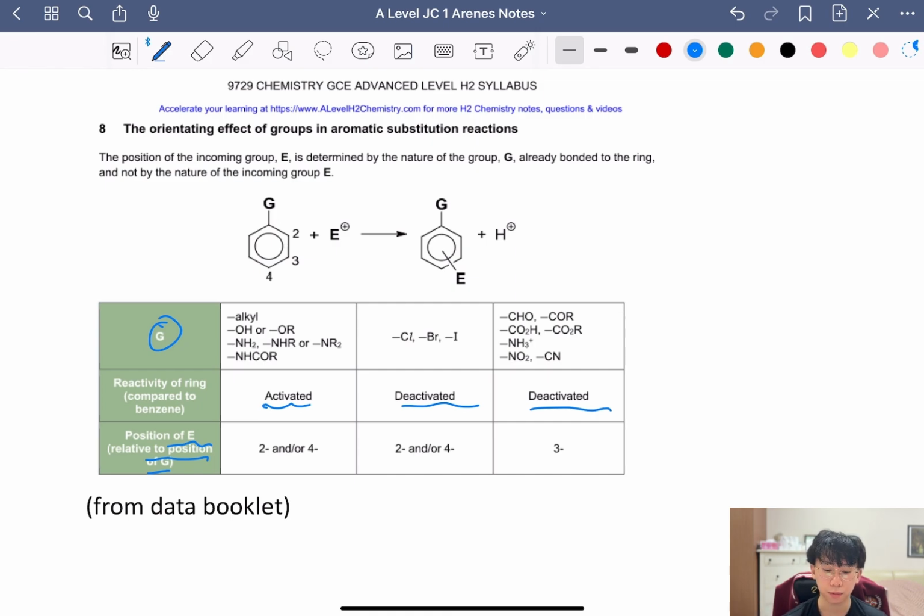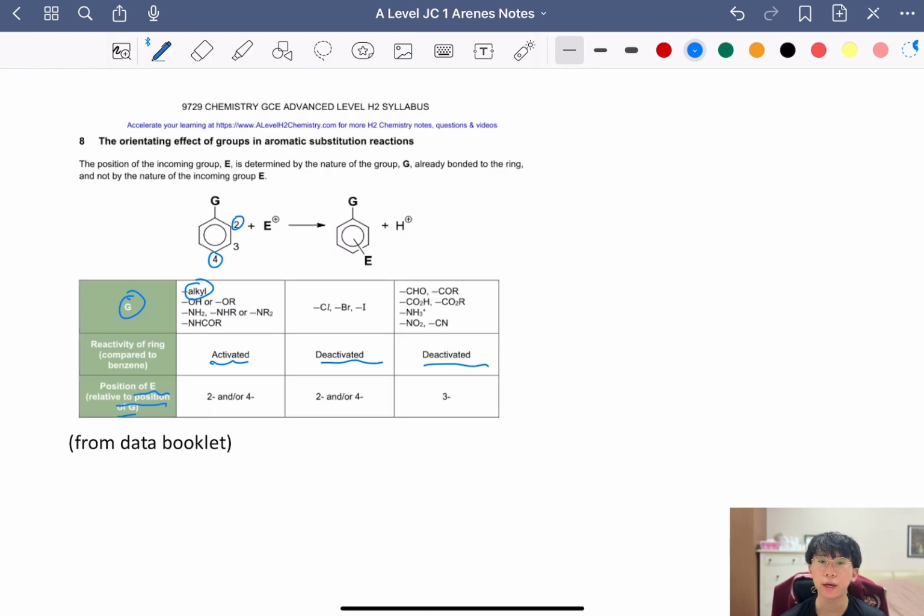So for example, if it was an LQ group, then it will strongly favor the second position and the fourth position for your electrophile to attack. Also, by knowing whether the substituent is activating or deactivating, you can also tell the rate of the electrophilic substitution, and you can also see if you need stricter or stronger conditions for your reaction to occur or weaker conditions for your reaction to occur.